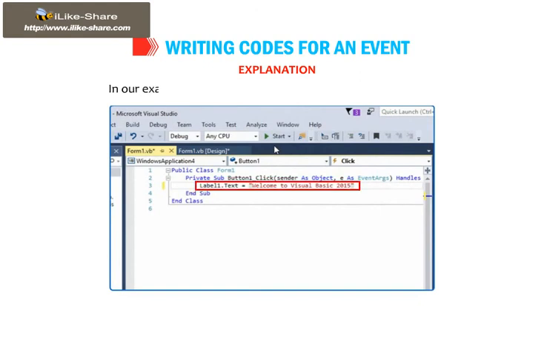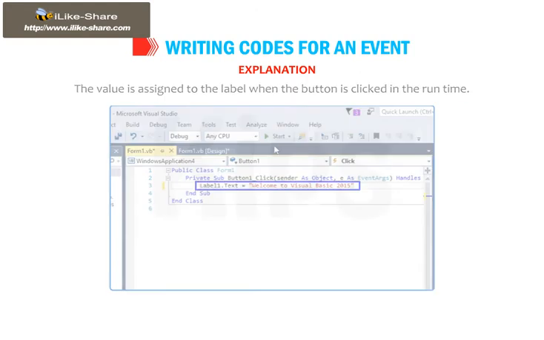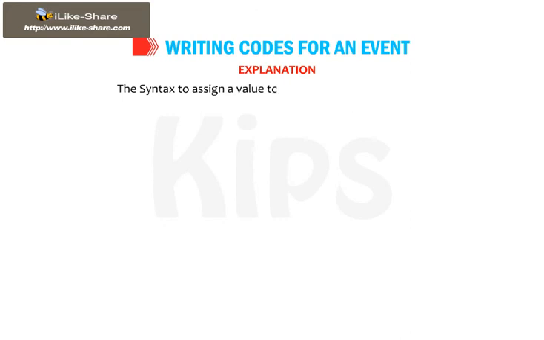Explanation. In our example, we are assigning some text value to the label. The value is assigned to the label when the button is clicked at runtime. The syntax to assign a value to the property of an object is object.property = value.